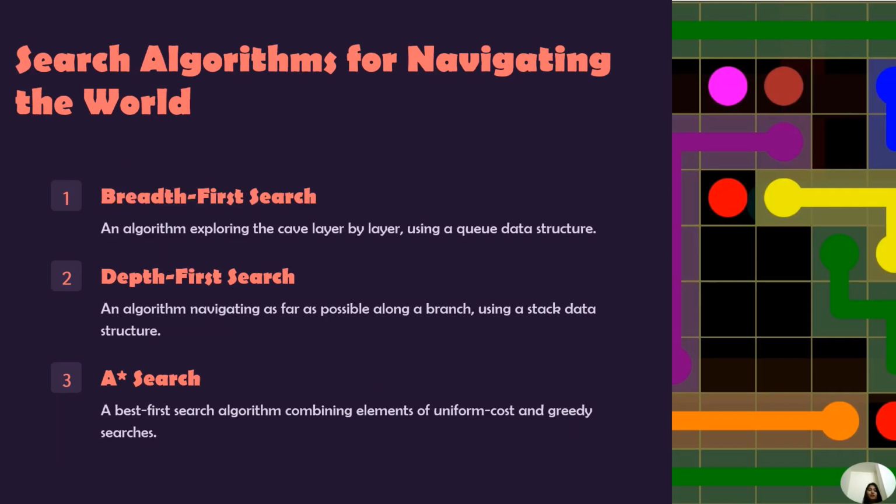Now let us see search algorithms for navigating the world. Breadth first search. An algorithm exploring the cave layer by layer using a queue data structure. Depth first search. An algorithm navigating as far as possible along a branch using a stack data structure. A star search. A best first search algorithm combining elements of uniform cost and greedy searches.